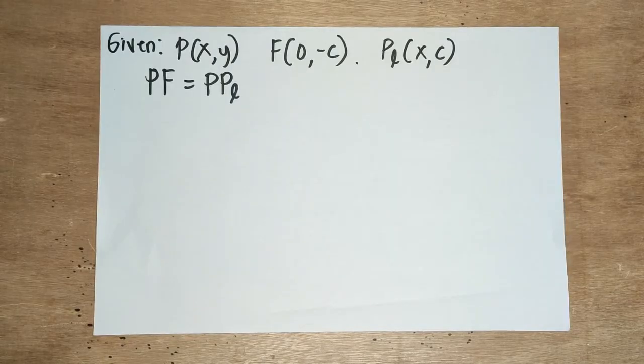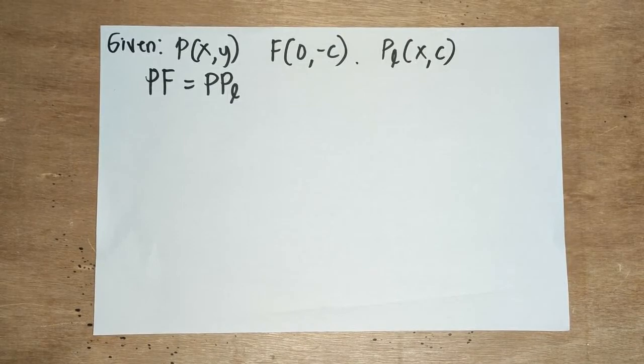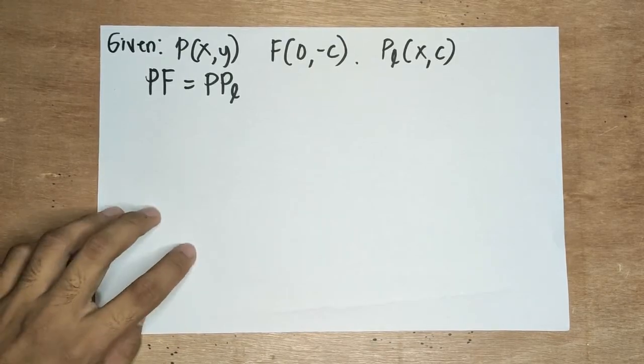Let's now derive the standard equation of a parabola opening downward with vertex at the origin. So we have the given here, point P, point F, and point P of L. Just like what we did in the standard equation of a parabola which opens upwards with vertex at the origin, we use the definition. The distance between point P and the focus is equal to the distance between that point and the directrix. So we use the distance formula here.